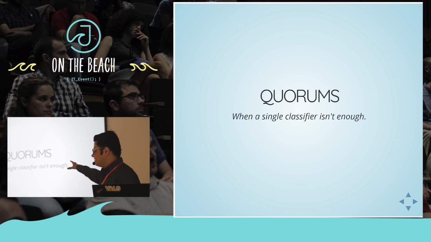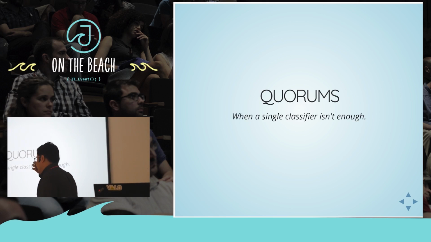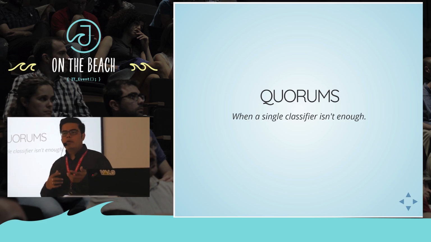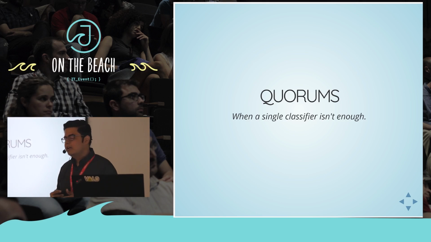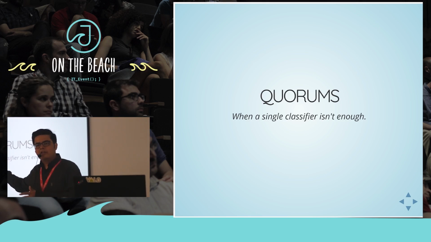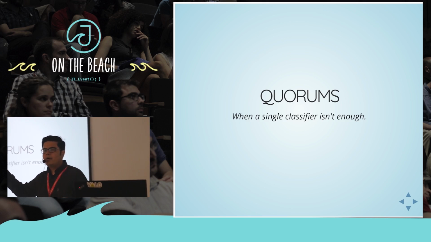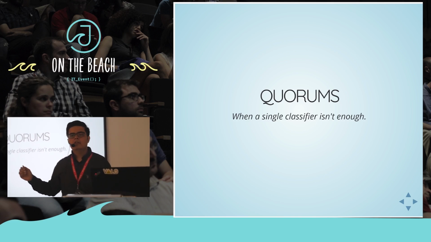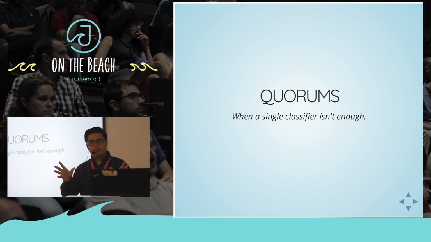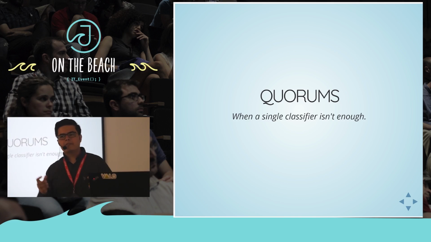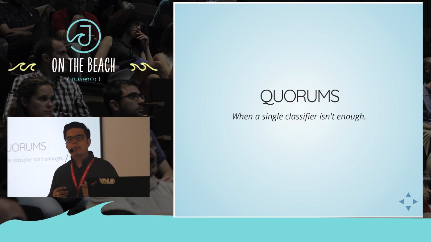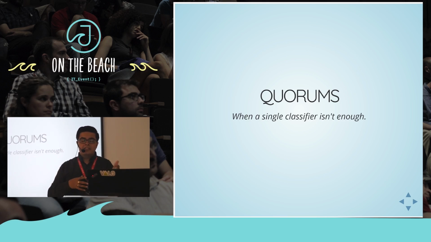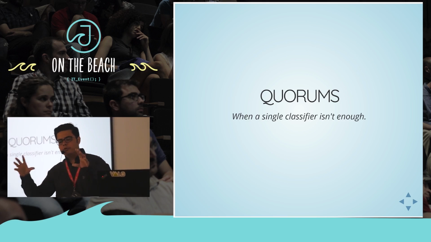So the first step is to look at something called a quorum. So far we only had a single classifier classifying things. And trust me when I say it, it's not enough, because a single classifier at most can answer like 10 different types of questions, or 10 different types of input topics. And that's not really enough, because if you're trying to build something really complicated, you will have to have more than one.